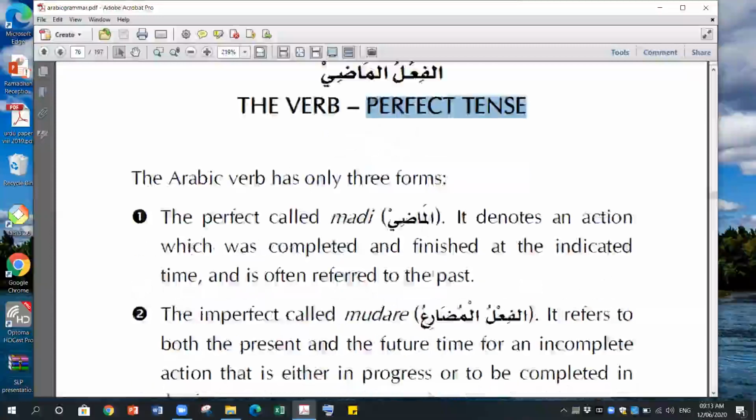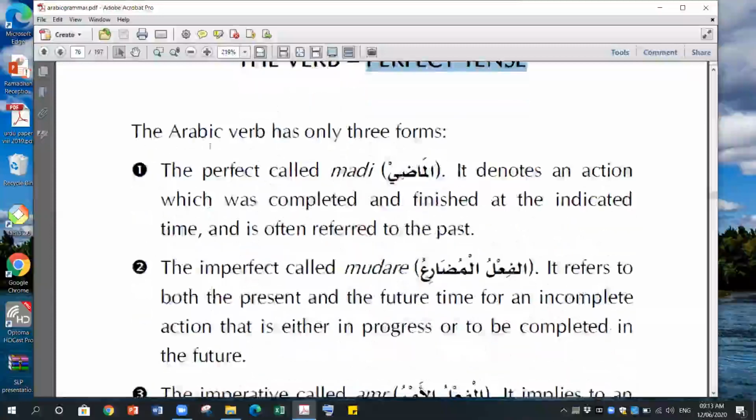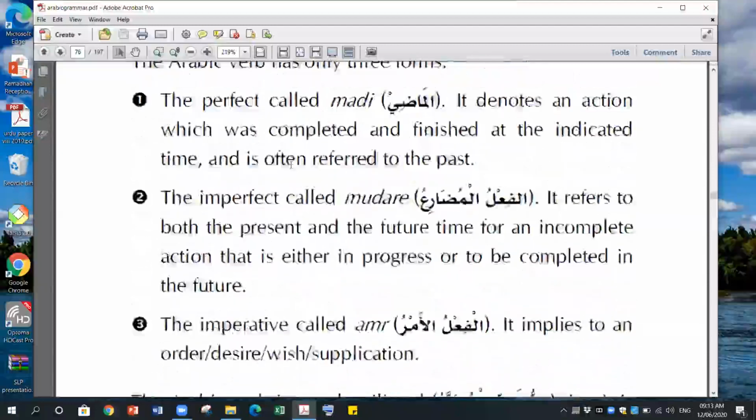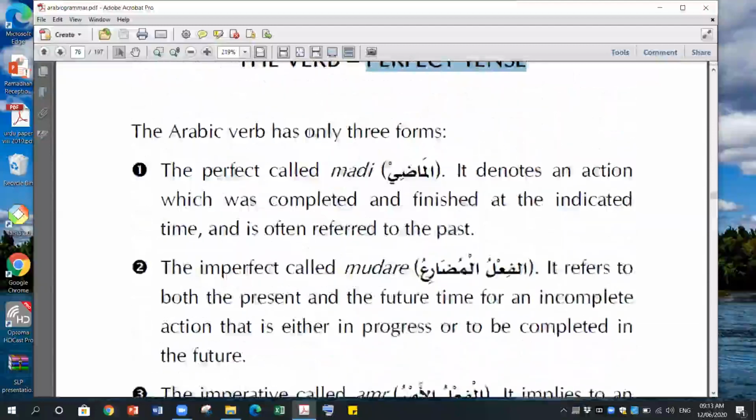Fi'lul mudari, this one, see? Al-madi, the perfect, okay? Arabic has only 3 forms, they said. Wait, I will tell you it is 2 instead of 3, and I'll tell you why. You will see there are only 2 forms of tenses.